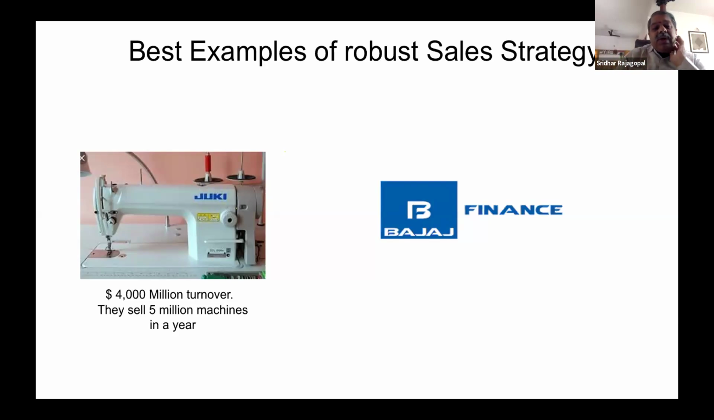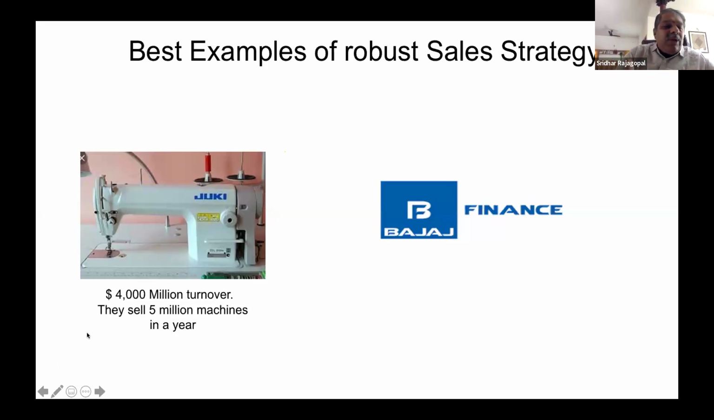So these two examples very beautifully tell us that yes, you need a marketing strategy, but over a period of time, you may be in a situation where your sales strategy demands more investment, more time, and more of your efforts in growing your revenue. This is a very classic case, and I encourage all of you to read up about Juki machines and their success in the world market.